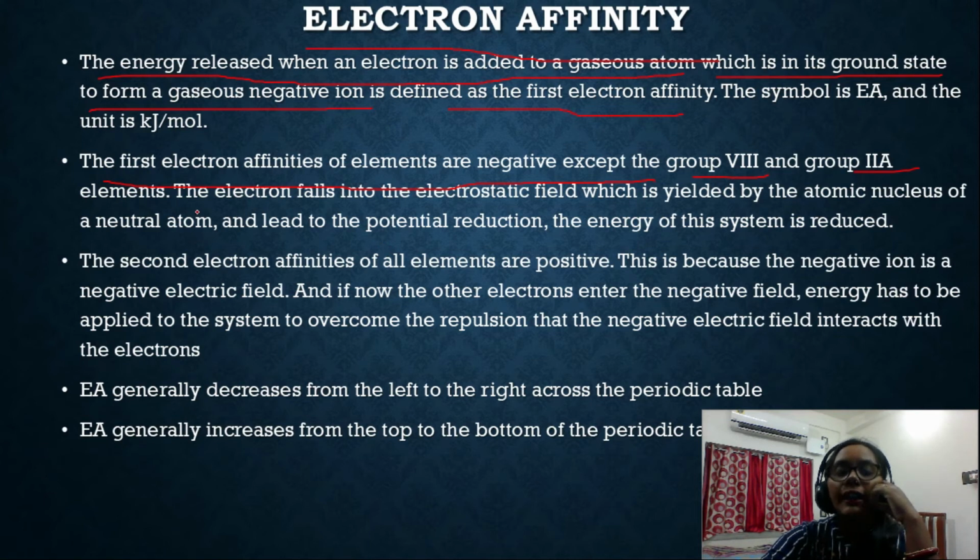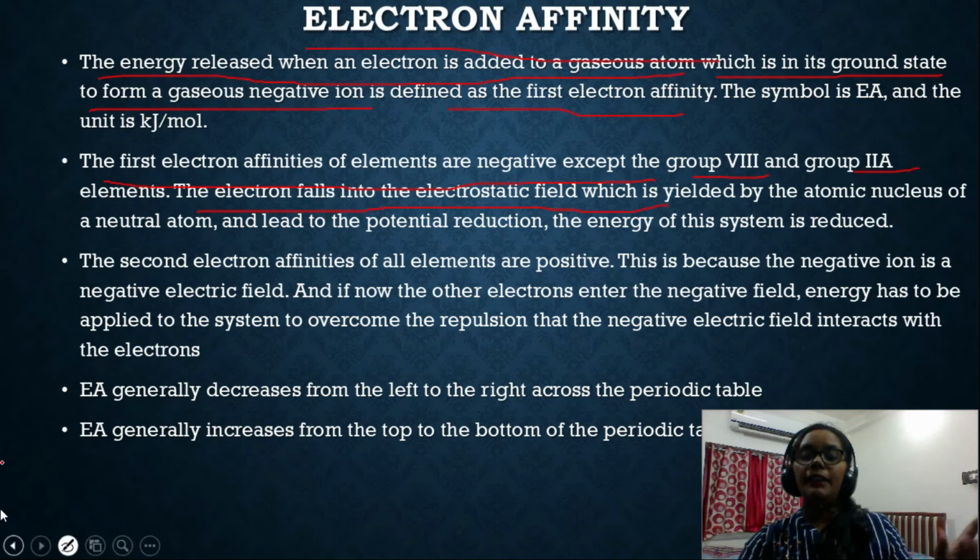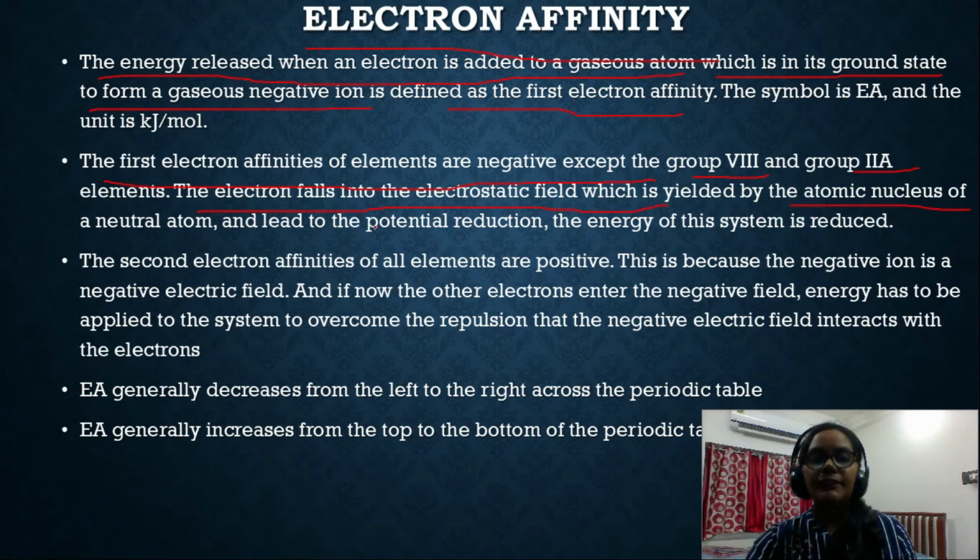Okay, the electron falls into the electrostatic field yielded by the atomic nucleus of the neutral atom and leads to a potential reduction, and that is why the energy of the system will be reduced, and that is why the first electron affinity is always negative.